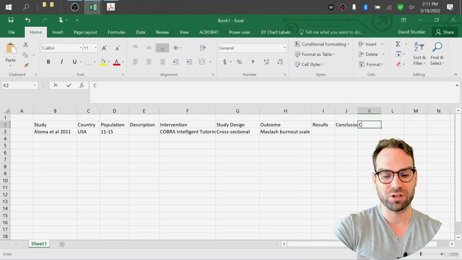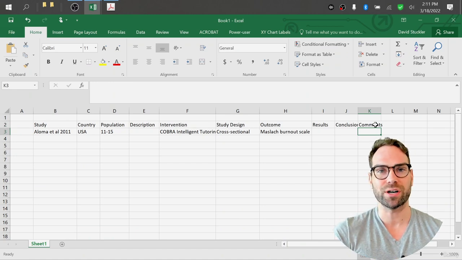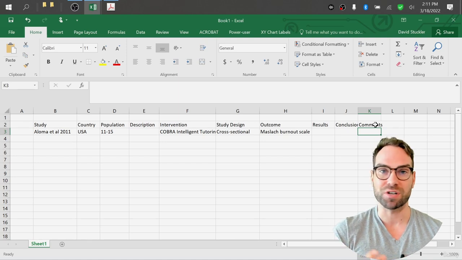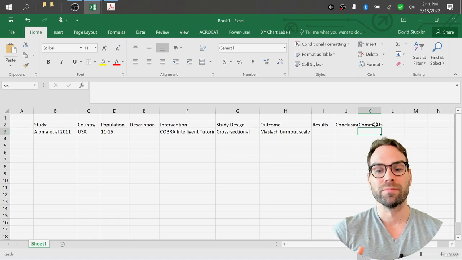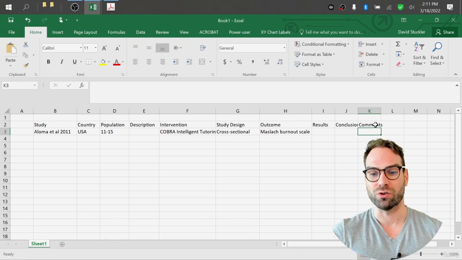And finally, I like to put a little bit of comments or notes. Maybe there's something really interesting as you went through this paper and you're extracting information, you think, that's going to be a useful nugget I want to remember when I write. You're going to have 30, 40 papers potentially, possibly more. You need these notes or it's very easy to get lost as you go along. So put your comments here and make sure that's included.